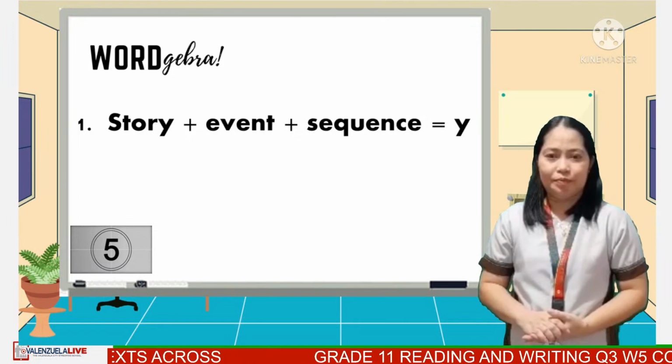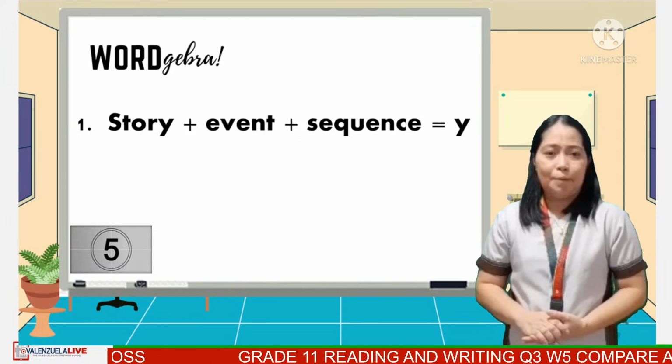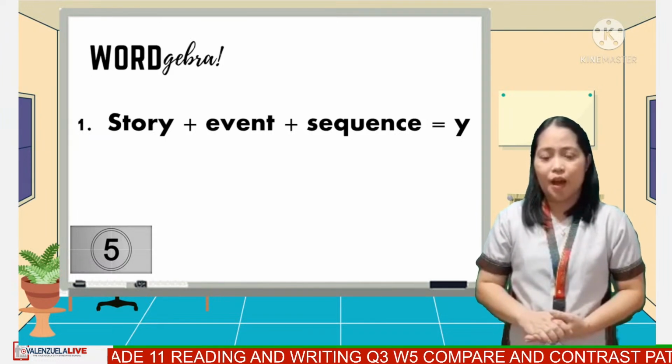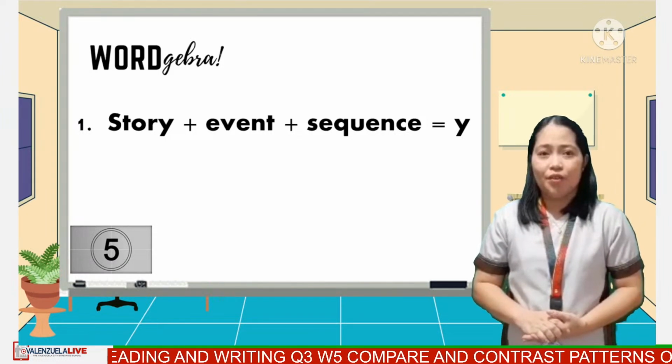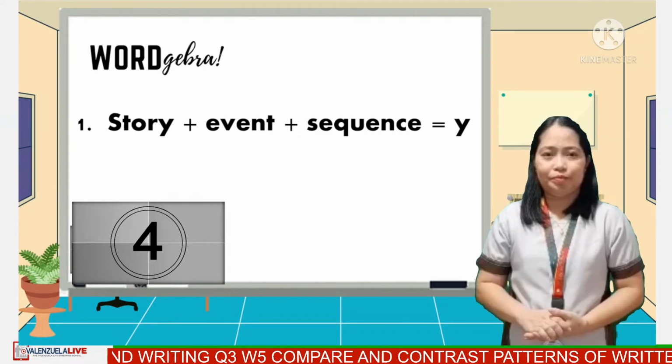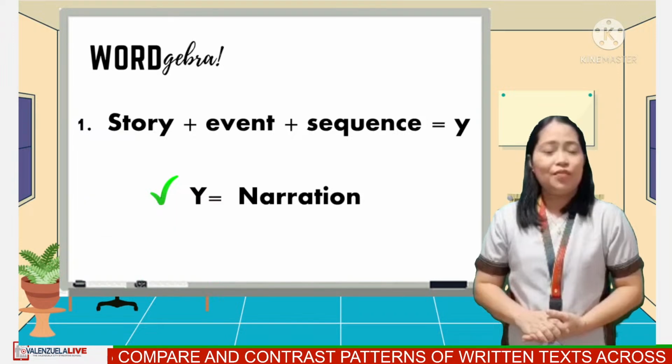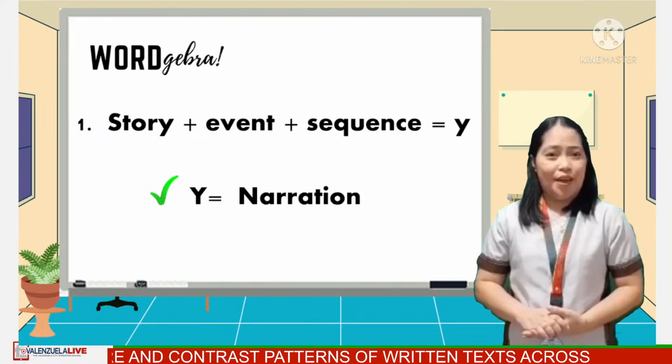Number 1. Story plus event plus sequence equals y. What do you think is the value of y? If your answer is narration, then you got it right.